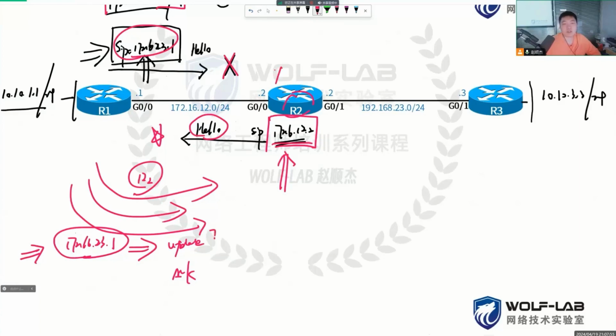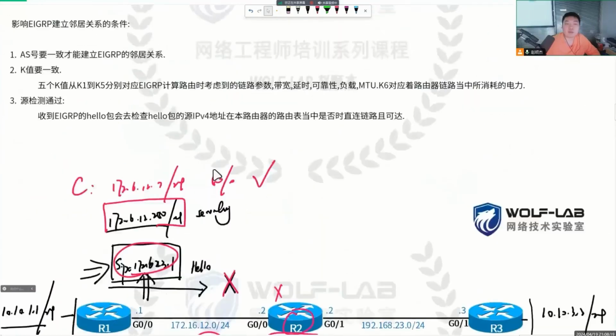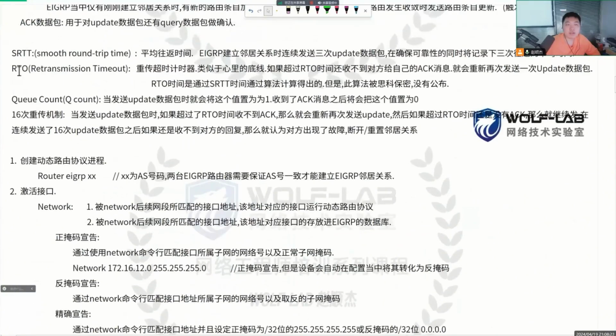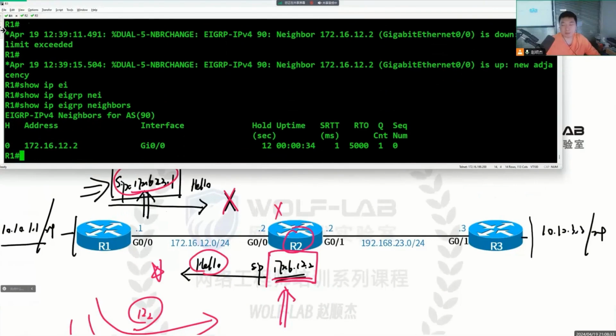So for R2, will I receive your update packet? Students, will it be received? Let's think about whether R2 will receive it. I am not your neighbor. You see, R2, I don't even receive your hello packet. I am not a neighbor of yours. You send me an update, and I, R2, won't receive it. So the update packet R1 sent to R2 will not get an ACK, because R2 doesn't think R1 is its neighbor. So R1 sends the update and doesn't get a reply.